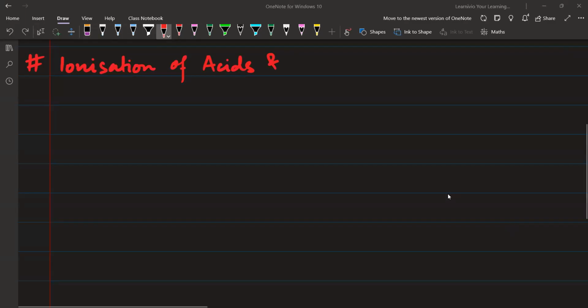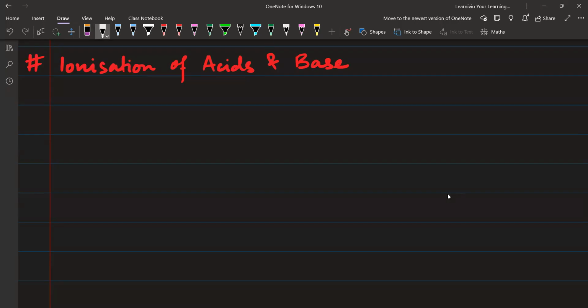Ionization of acids and base. तो बिहार की एक बहन थी, उसका no one is from MES school here, na? MES, no, no one is here.